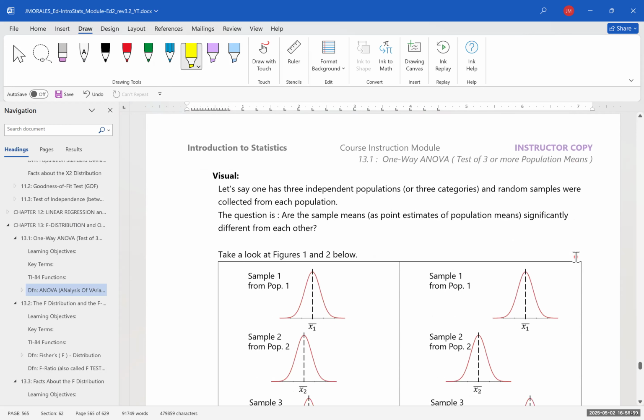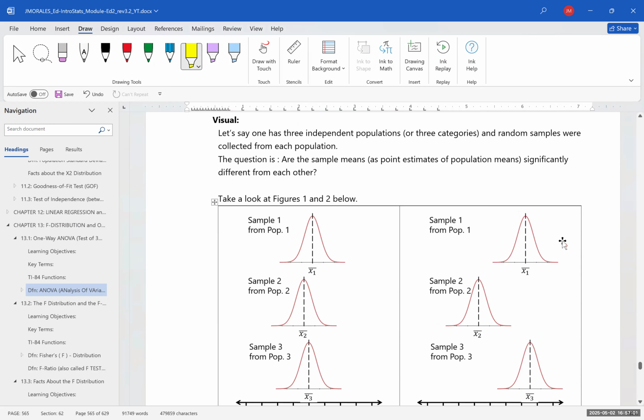All right, so here's a visual of what we're doing. Let's say one has 3 independent populations and random samples were collected from each population. So the question is, are the sample means significantly different from each other?